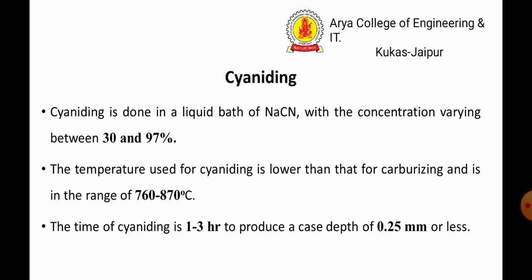Next one is cyaniding. Cyaniding is done in a liquid bath of NaCN. Cases that contain both carbon and nitrogen, produced in a liquid salt bath at about 760 to 870 degrees centigrade, are called simply cyaniding. This process is less time consuming because of the high heat transfer coefficient in the liquid bath and uniform bath temperature. Distortion of pieces is less, and this process takes 1 to 3 hours to produce a case depth of near about 0.25 mm or less.